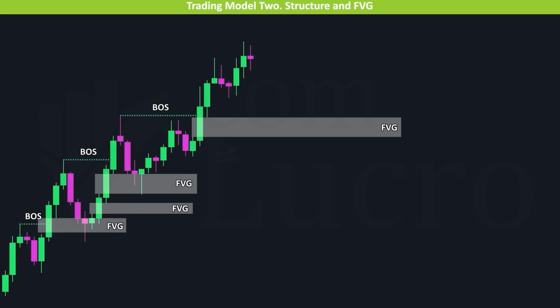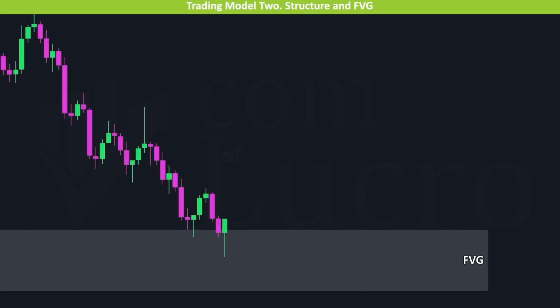The process is simple. First, wait for price to return into the fair value gap. Then look for confirmation on the lower time frames before executing a buy trade. At this point, we switch down to the 5-minute chart. On the lower time frame, the final step is to watch for signs of a potential reversal.